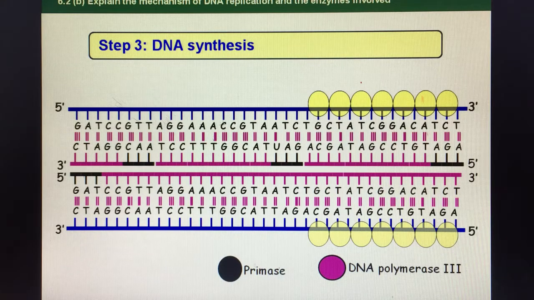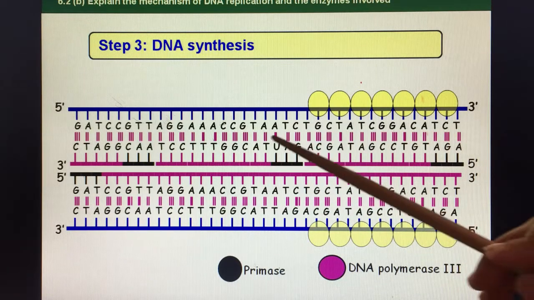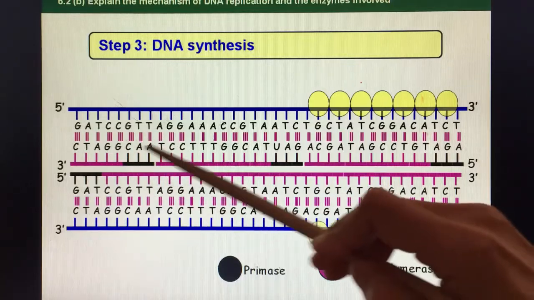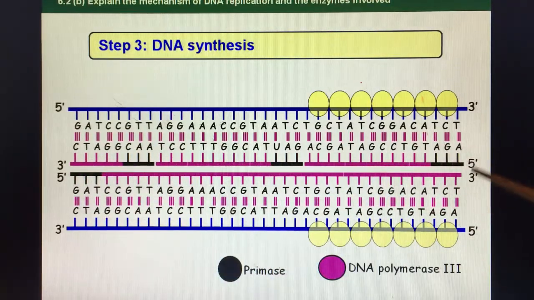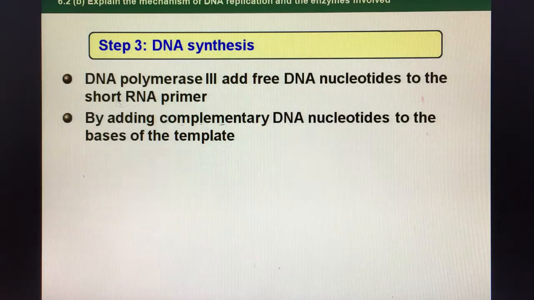So the hydrogen bonds are formed between the DNA. So now you still do not have a fully double-stranded DNA because you still have the RNA nucleotides over here, which must be replaced with DNA nucleotides. So the function of DNA polymerase III is to add free DNA nucleotides to the short RNA primer by adding complementary DNA nucleotides to the bases of the template.